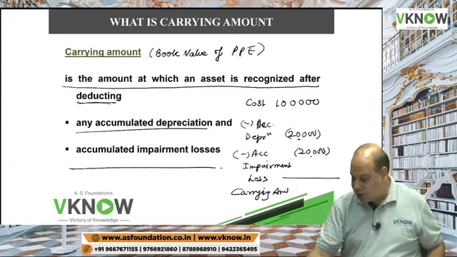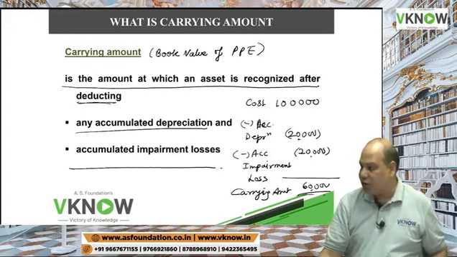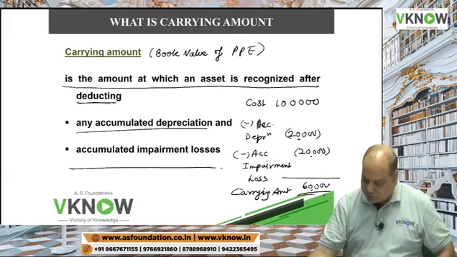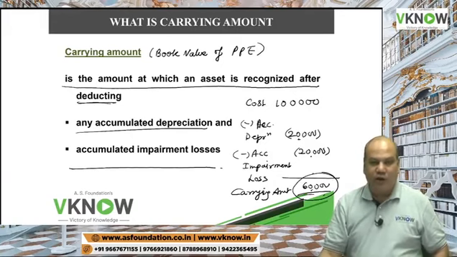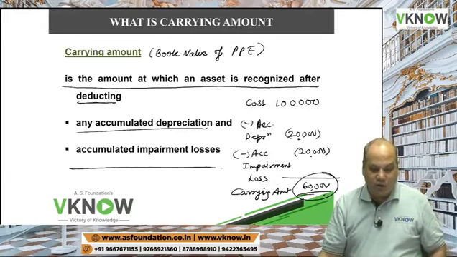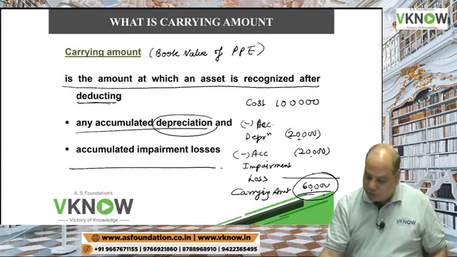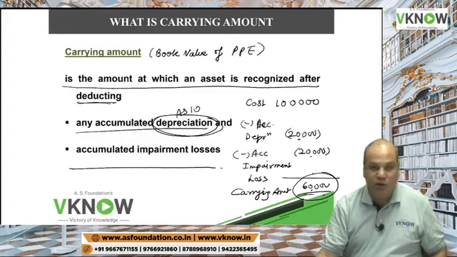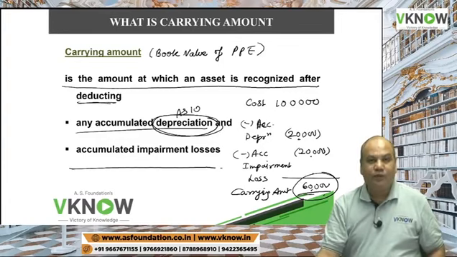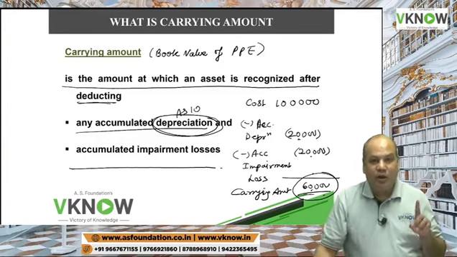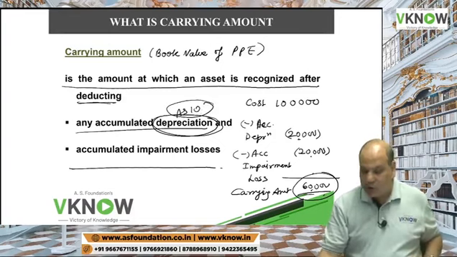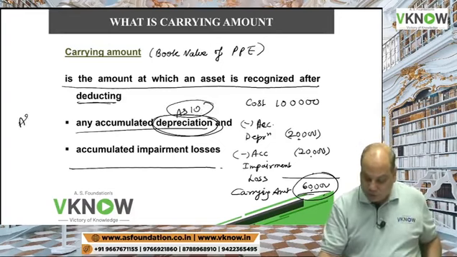Therefore, carrying amount is 60,000. This is how the carrying amount is calculated. This AS10 covers accounting of depreciation also. After the amendment in AS10, depreciation is covered by AS10.